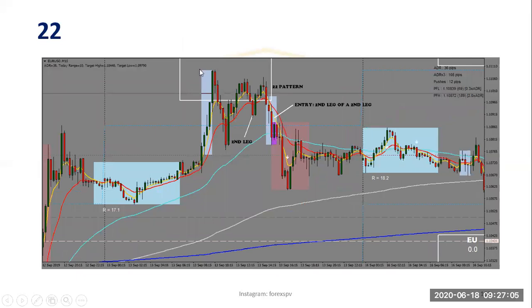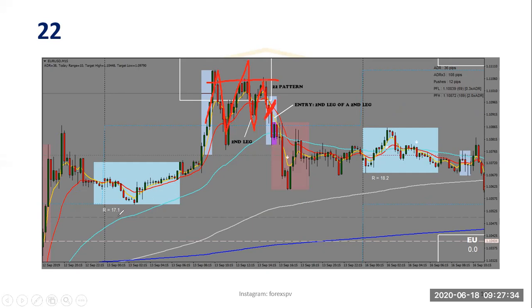And here we have what we call a 22 pattern. A 22 pattern is when the dealer forms the first leg and the second leg of an M, or the first leg and second leg of a W. But then we have another stop hunt for the third leg. This will be like the second leg of a second leg. So this is a 22 pattern here. If you see 3 hits to the top or 3 hits to the bottom, that's simply a 22 pattern.